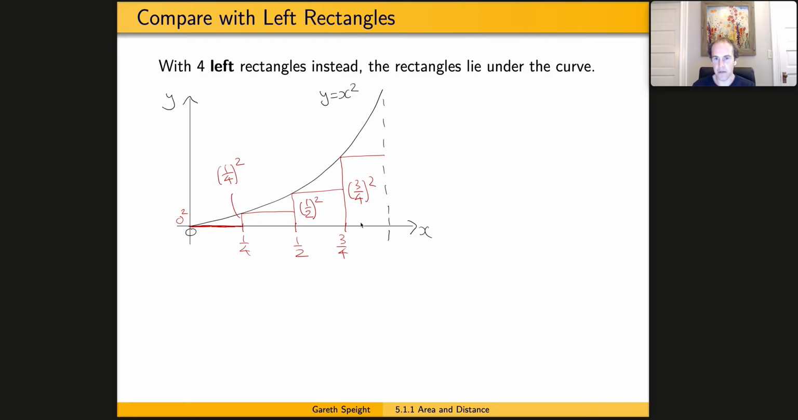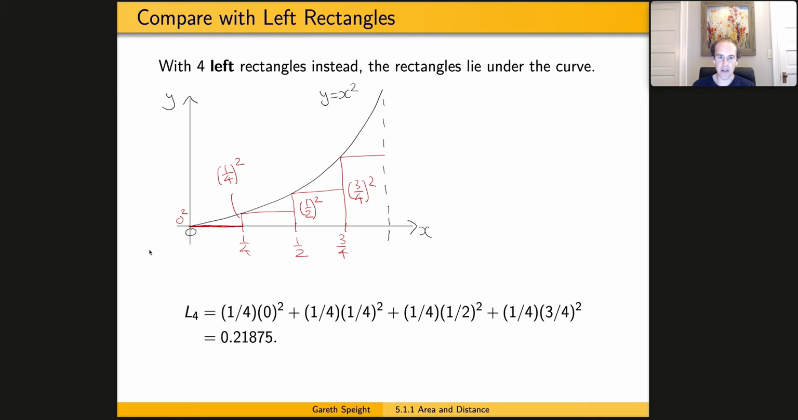So notice everything was kind of shifted if we compare to the previous example. In the previous example, the first one was 1/4 squared, then 1/2 squared, then 3/4 squared, then 1 squared. So this one features an extra height, 0 squared, but it loses the rectangle that had height 1 squared. So with these ones, we include the value at the left endpoint, but with the right endpoint, we include the value at the right endpoint. So notice we don't use all the y values in both of them. We either use all the ones aligned to the left or all the ones aligned to the right.